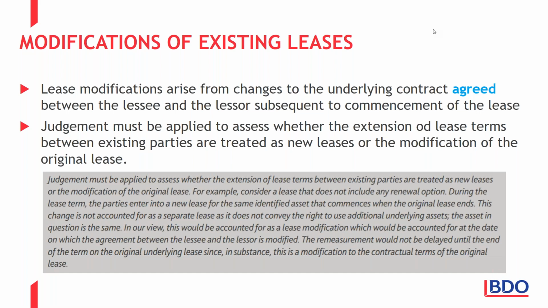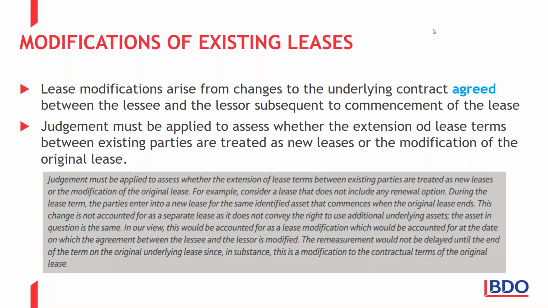Now, in that situation, if we renegotiated this extension period 3 months before the end of the original lease, we have to account for this modification because the two agreements are intrinsically linked. And therefore, already then we have to update our right of use asset, our lease liability, as well as our ongoing depreciation and interest expense.